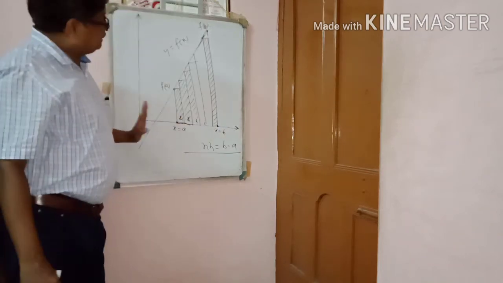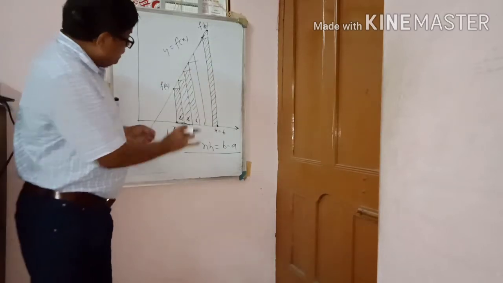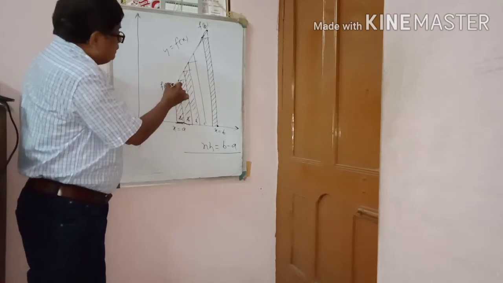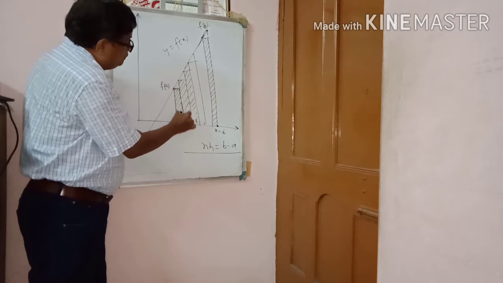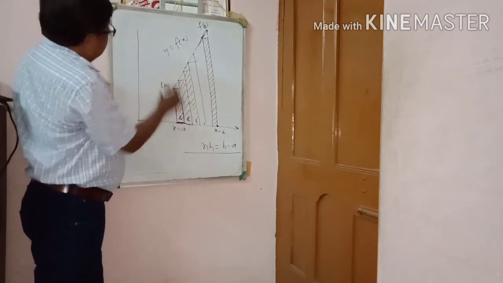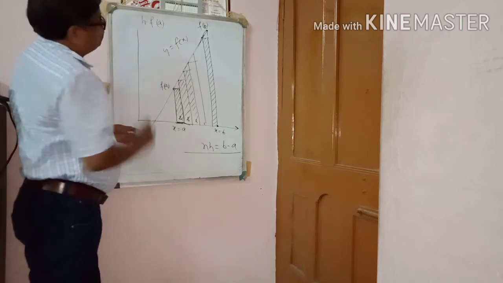Okay, let's find the total area. This part is h, and this is f of a. So the area of this part is, I am writing here, h into f of a.